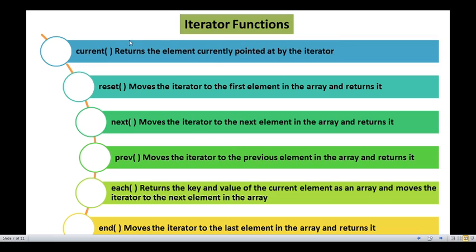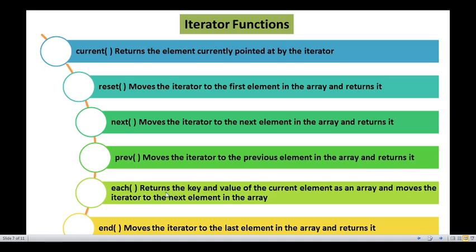There are a number of iterator functions, like current. This returns the element currently pointed at by the iterator, the current value of this point. Then reset: we use reset to move the iterator to the first element in the array and return it. Next moves the iterator to the next element in the array and returns it. Previous moves the iterator to the previous element in the array and returns it.